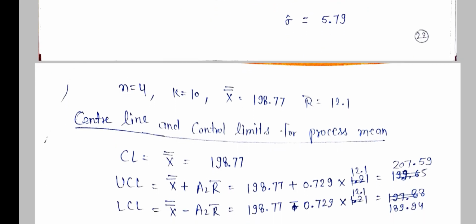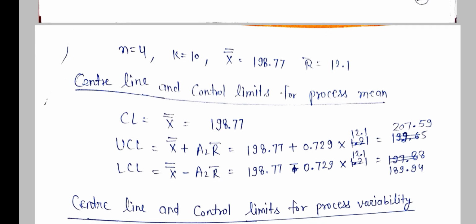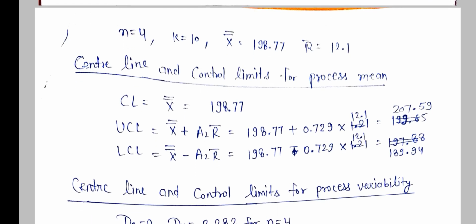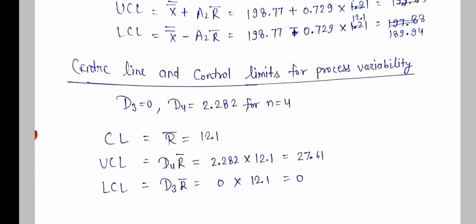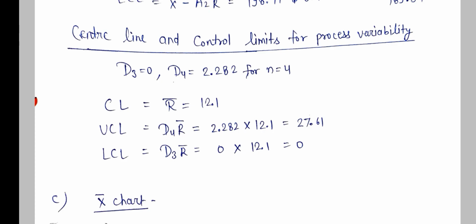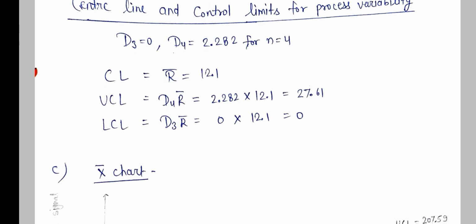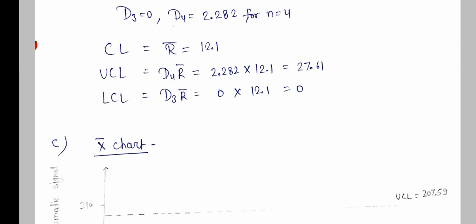Now the second question is the center line and the control limits for process mean and for process variability. For process mean we will find the x bar chart. For the x bar chart, the limits are x double bar plus A2 R bar and x double bar minus A2 R bar. We will find all the values by putting these values in. For process variability, CL is R bar, UCL is D4 R bar and LCL is D3 R bar. So we will put these in also and find the control limits.